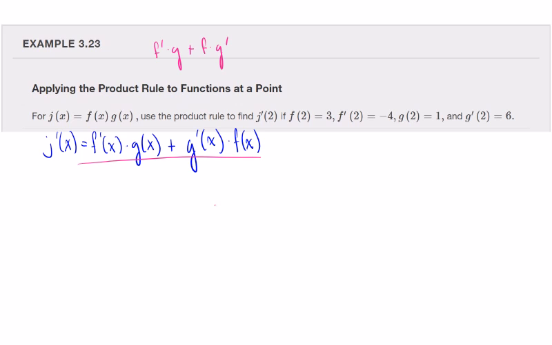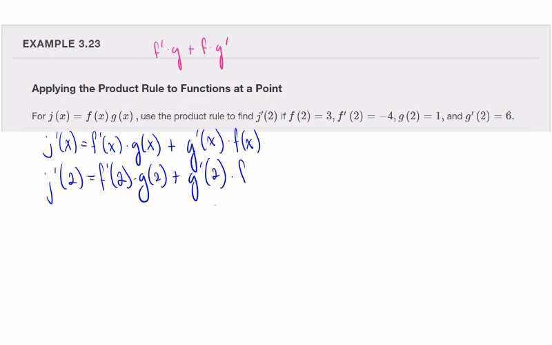So here I have this all laid out, right? And now I want to find j prime at 2. So what I'm going to do is put a 2 in here, and that's going to make all these x's turn to 2 as well, right? And luckily they give us all those values: f of 2, f prime at 2, g of 2, and g prime at 2. So I'm just going to plug those in.